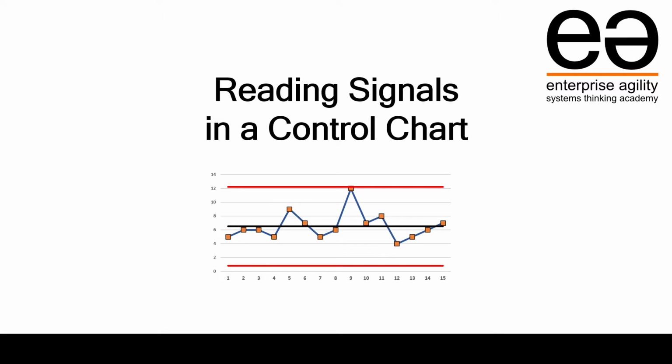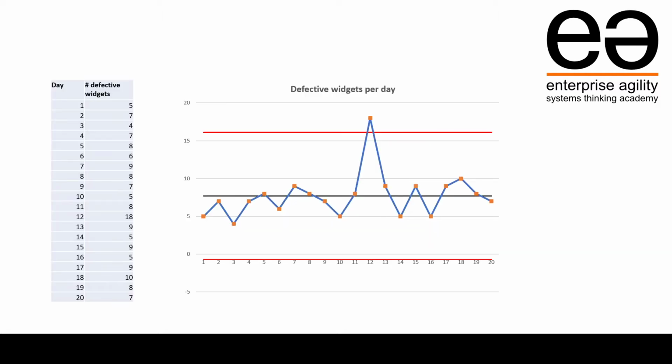Let's go back to the material we used in Control Charts 101, where we plotted the output of a factory and the number of defective widgets that factory produced every day. Here's that data on screen, so there's 20 days worth of data. In and amongst those 20 days, day 12 produced a total of 18 defects. And what you can see on the chart, the number 18 is higher than the upper control limit of 16.1. Now that's a simple example of a signal.